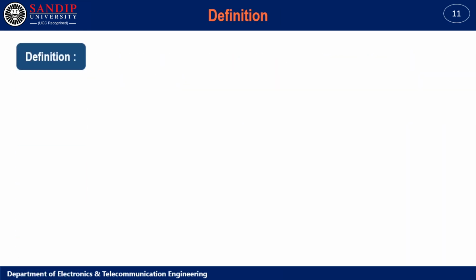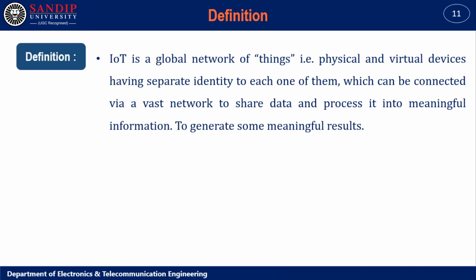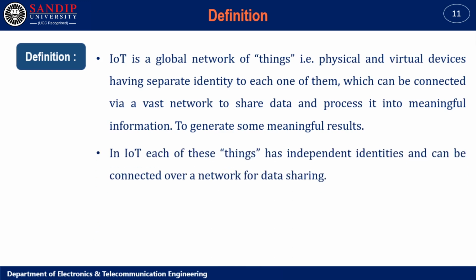Definition: IoT is a global network of things, that is, physical and virtual devices, each having a separate identity, which can be connected via a vast network to share data and process it into meaningful information to generate some meaningful results. In IoT, each of these things has an independent identity and can be connected over a network for data sharing.